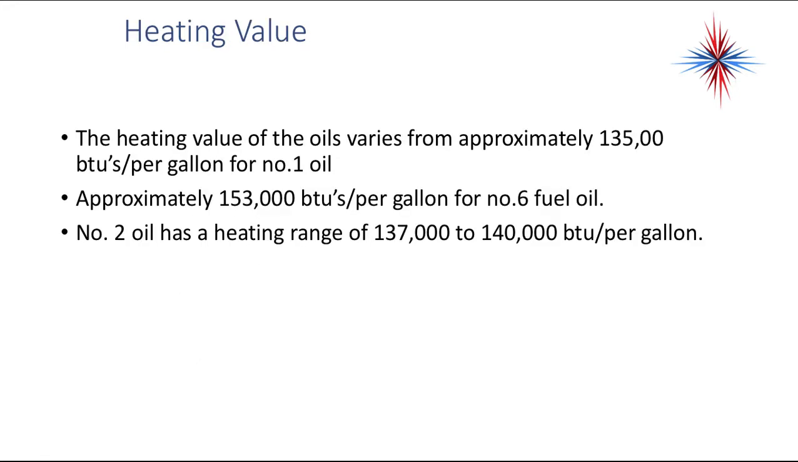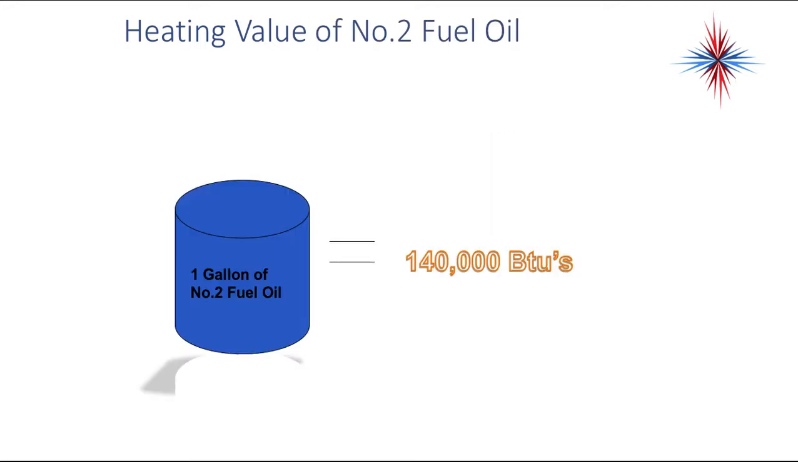So the heating value of the oils varies from approximately 135,000 BTUs per gallon for number 1 oil to approximately 153,000 BTUs per gallon for number 6 fuel oil. Number 2 oil has a heating range of 137,000 to 140,000 BTUs per gallon. The 140,000 BTUs per gallon is the number you're most often going to see. So 1 gallon of number 2 fuel oil equals 140,000 BTUs, and that's a relatively important number for anyone who's going to be taking licensing exams.